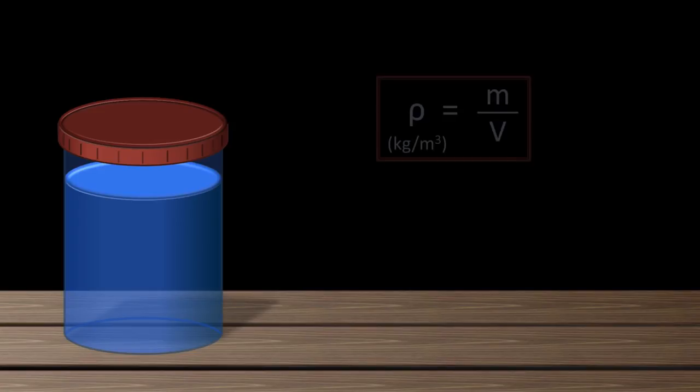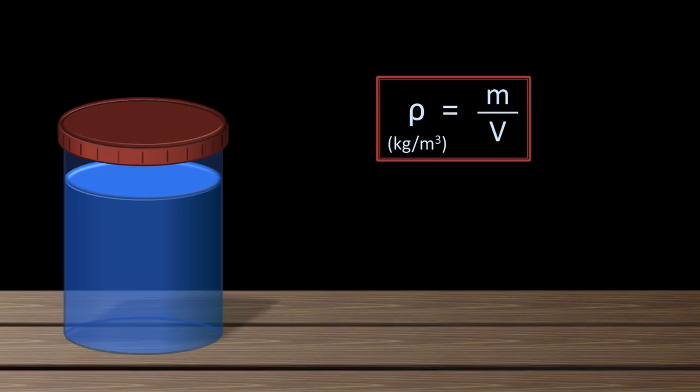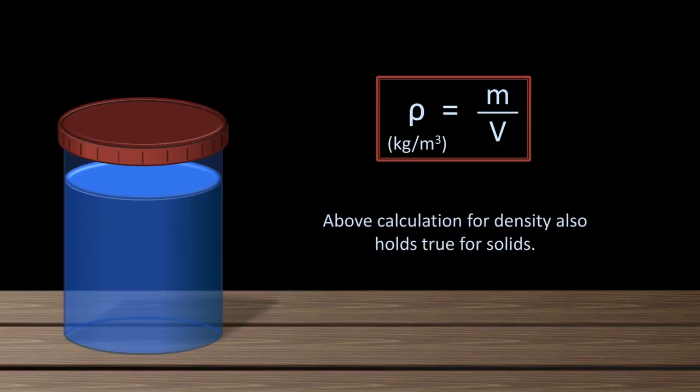So how does one calculate density? The equation is one of the easiest to remember and understand in all of physics. Density, which is usually expressed as kilograms per cubic meter, is equal to the mass of a fluid over its volume. Very intuitive. And you may already know that the above calculation also happens to be true for solids.